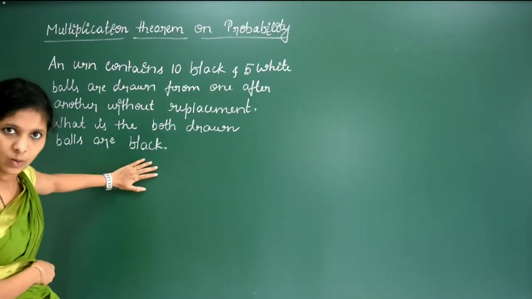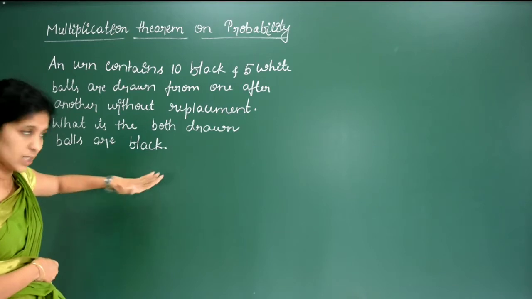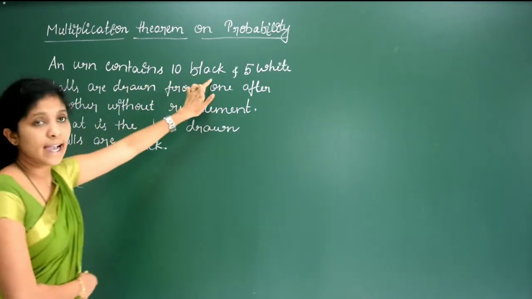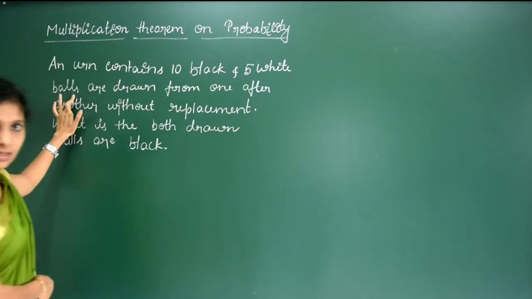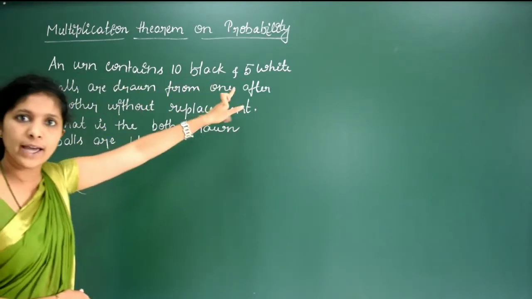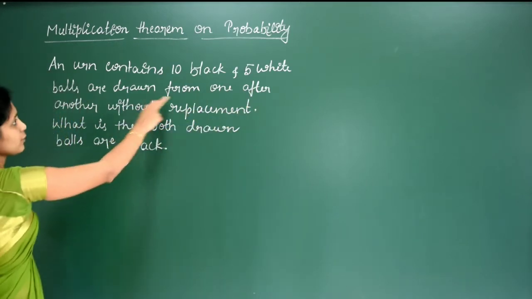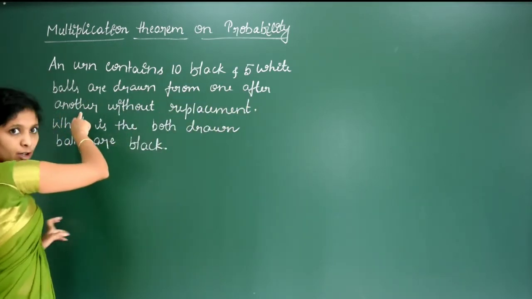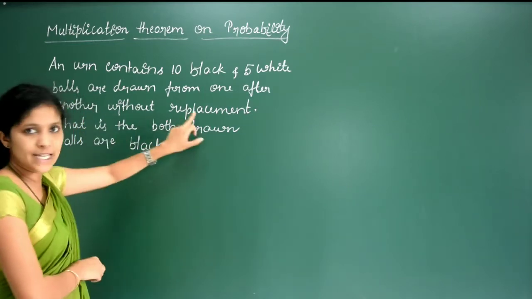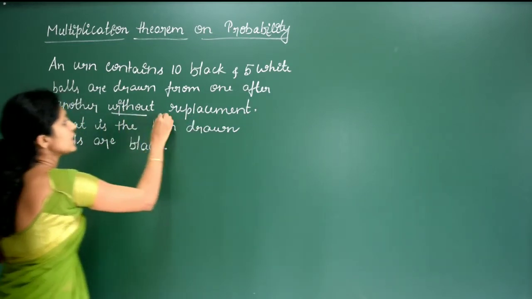Look at this question. Let us read it and try to understand it. What is given? An urn contains 10 black and 5 white balls, so a total of 15 balls are there. Two balls are drawn one after another. First you have to draw one ball, then you have to draw another ball without replacement. Is it clear? Without replacement.